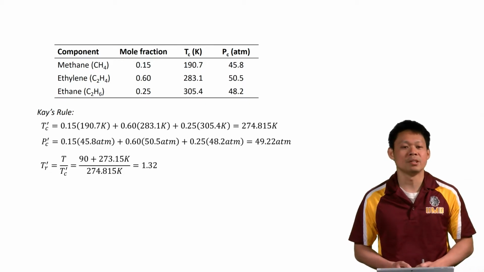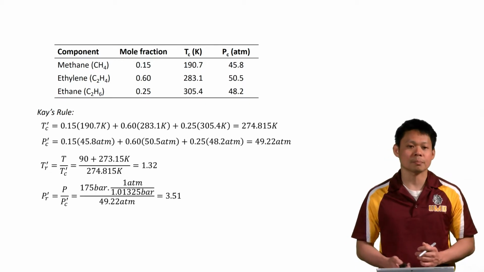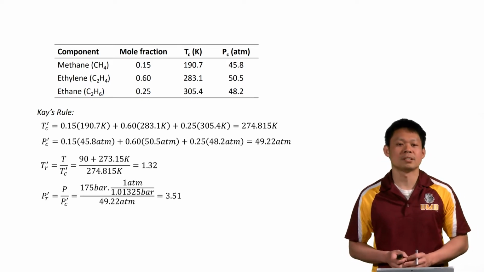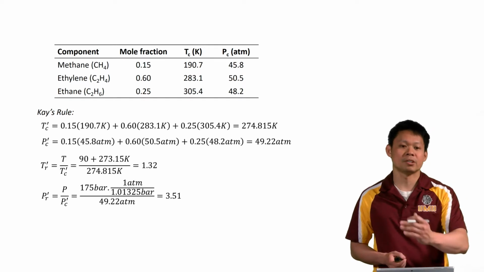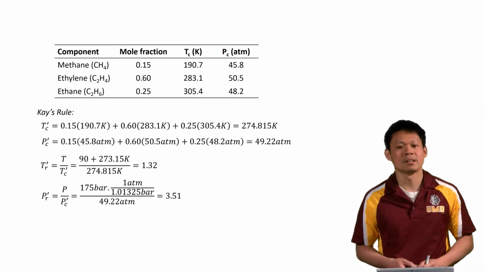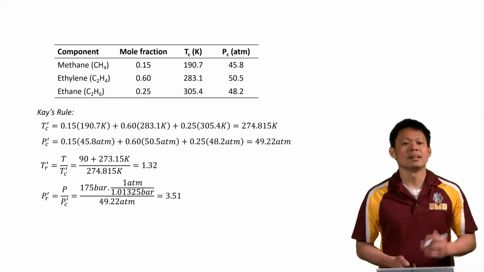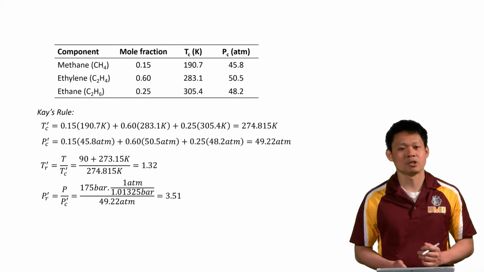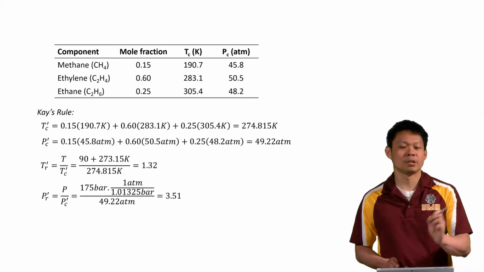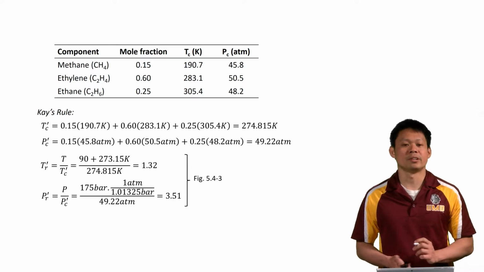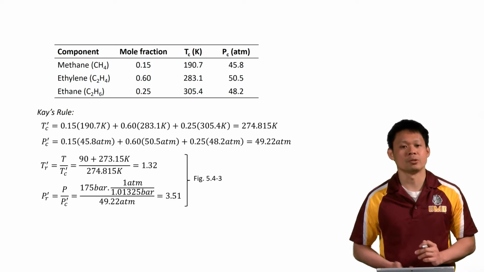And I get a pseudo-reduced temperature of 1.32. Do the same with my pseudo-reduced pressure. Operating pressure was 175 bar, converted it to atmospheres, dividing by the pseudo-critical pressure that we found above, and you have 3.51. Now we can look up the generalized compressibility chart. If you look at the pseudo-reduced pressure we have is 3.51, that would be figure 5.4-3. That would be the appropriate chart to use.